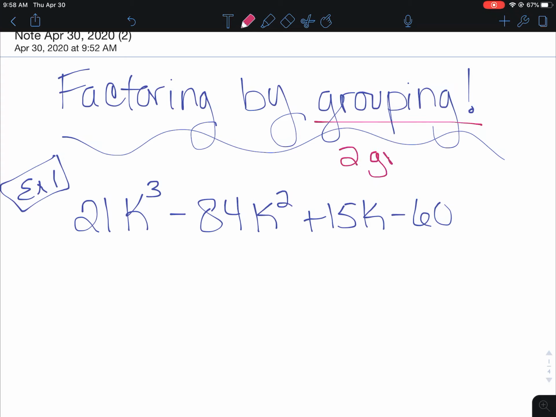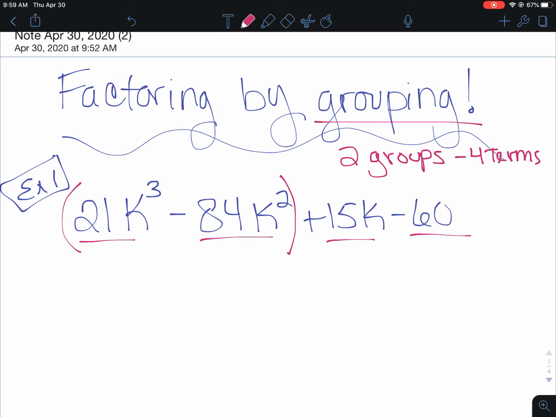Factoring by grouping essentially means that you're going to make two groups out of your polynomial, and this polynomial is going to have 4 terms. Okay, so 1, 2, 3, 4. That's the only way we can really get 2 equal groups. So your first step is to make the groups. So we have 21k cubed minus 84k squared plus 15k minus 60.